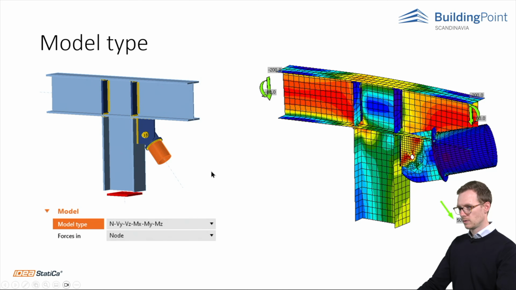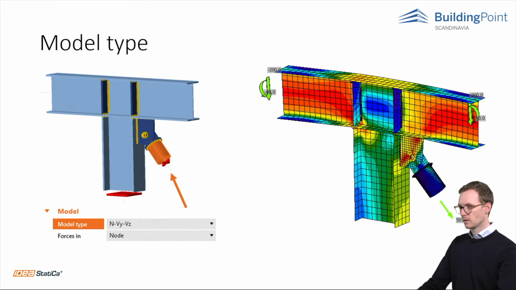This is an example where you have a one-bolt connection. If you choose the model type with no restrictions, then you will get deformation that is not realistic, and you can see that the member is rotating. There is now a mechanism, and the analysis will probably not finish and it will cancel. The correct way is to set the model type to NVY-V set. Now it's only taking normal force and shear force, and the results will be trustworthy in this case.